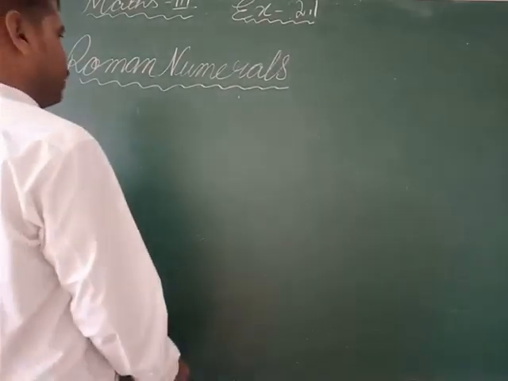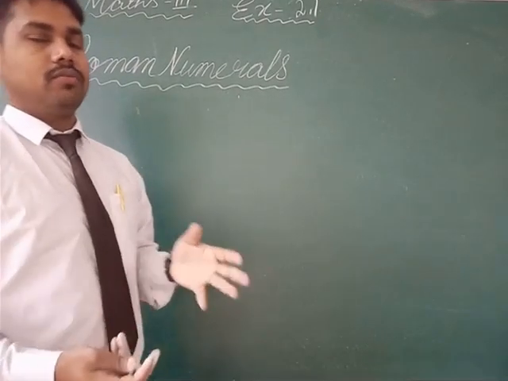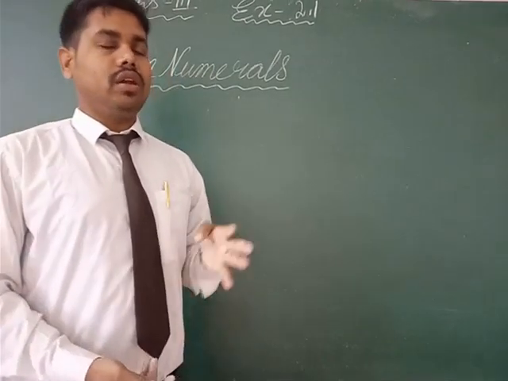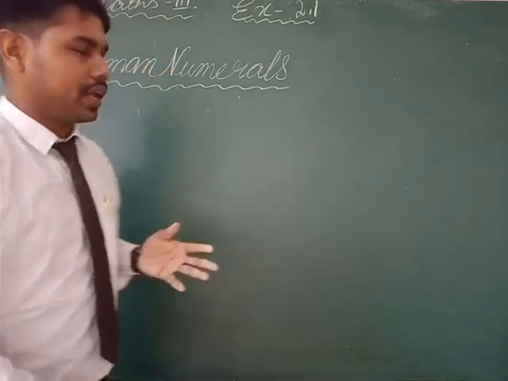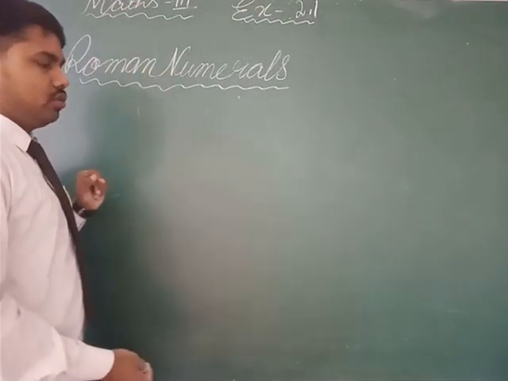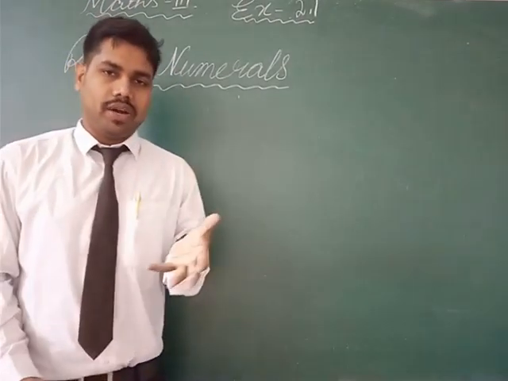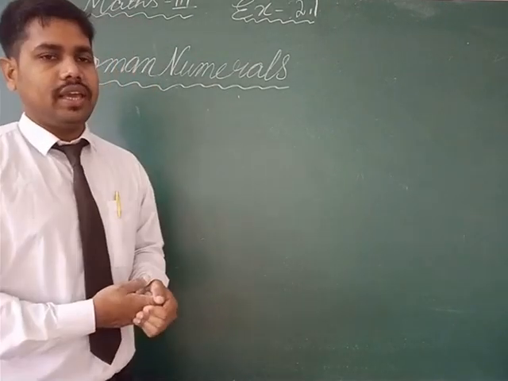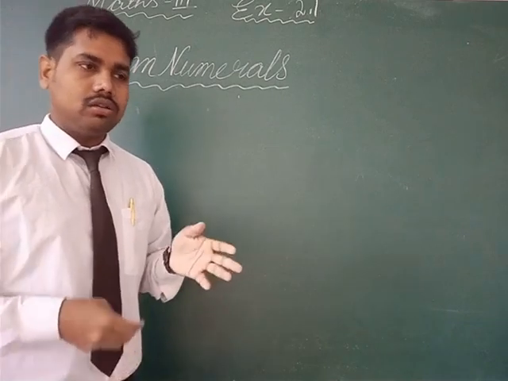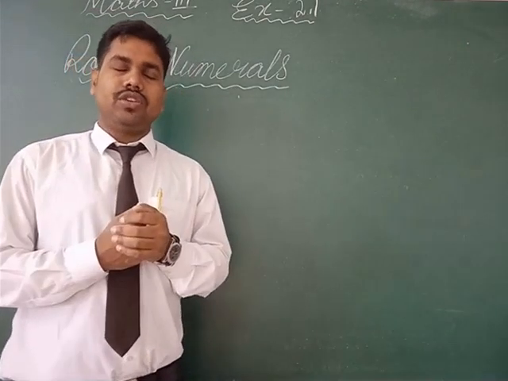Next is Roman numerals, which is the most important thing from this chapter. Roman numerals, everyone is aware of up to 10, I hope. Okay. So the most important thing to know in Roman numerals is why Roman numerals, or why the other numbers, came about.